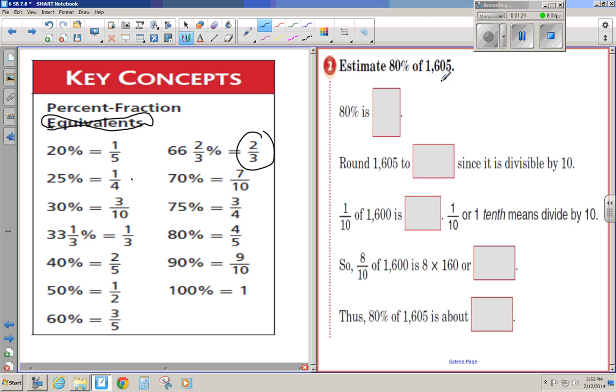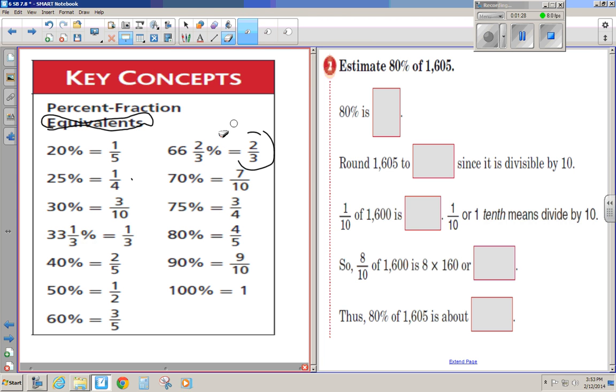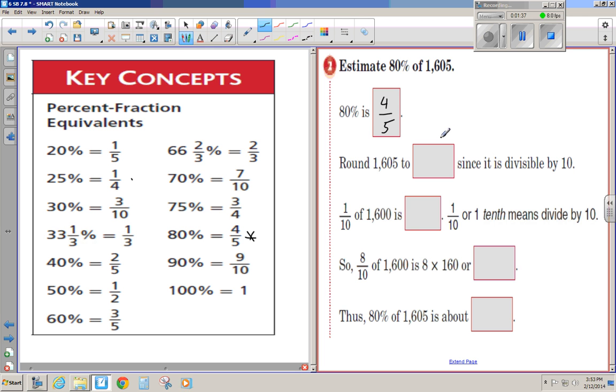Estimate 80% of 1,605. Well, look at 80%. Look at this little table here, and decide what is 80% close to. Well, hopefully you say 4/5. So 80% is 4/5. And if you round 1,605 to 1,600, you can then do 4/5 of 1,600. That's how you could set this up.